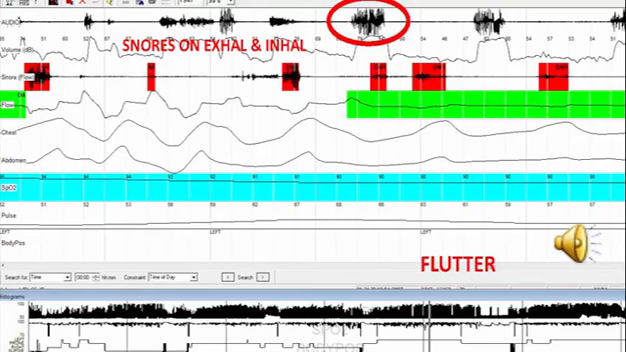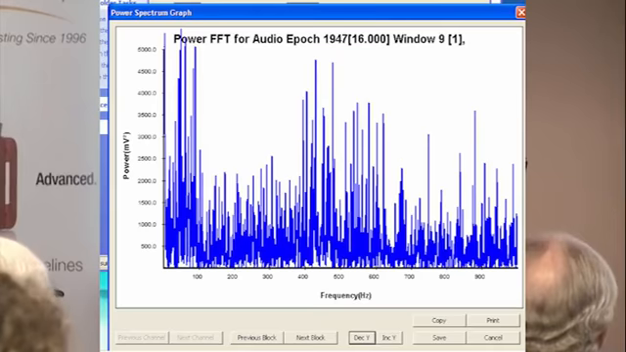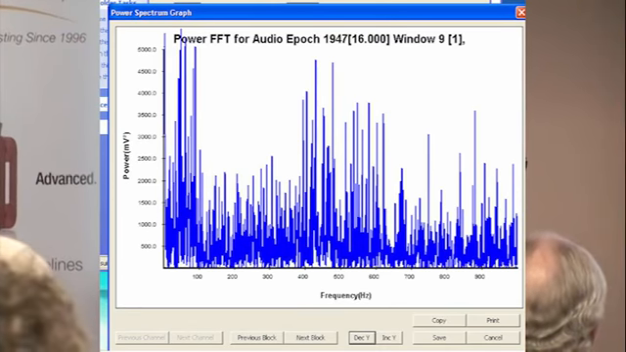Okay, but then this is what I call a flutter. So much for the flutter. And this is what it looked like. This is what a flutter looked like. Certainly different than a wheeze, right? Certainly different than a roar. Now we looked into the groan.